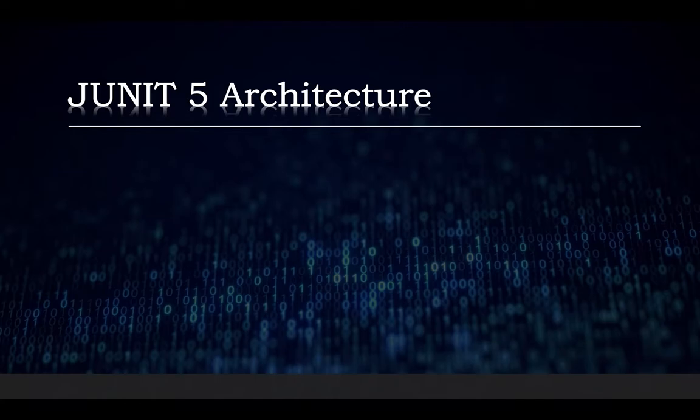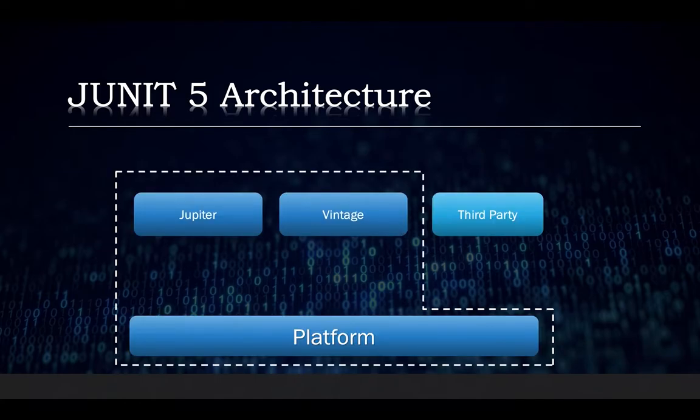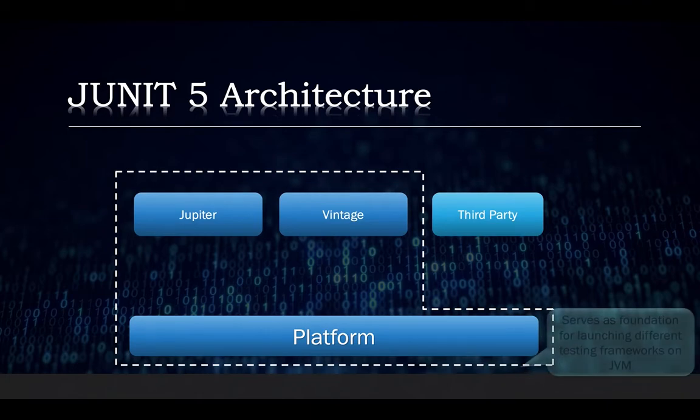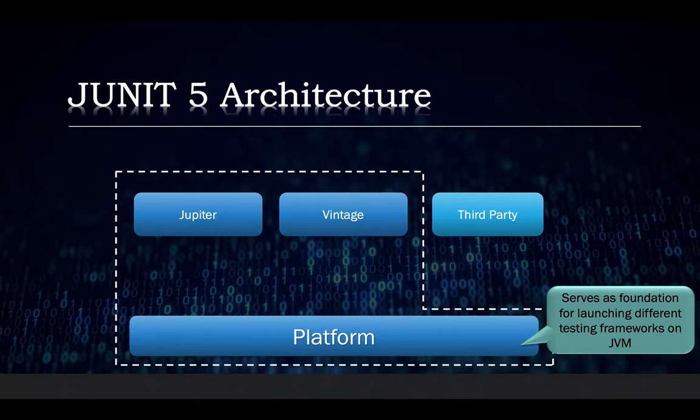Now let's see the architecture of JUnit 5. JUnit 5 is basically composed of three major modules, that is Platform, Jupiter, and Vintage. We will discuss each of them one by one. The platform serves as the foundation for launching different testing frameworks on the JVM. To be able to perform JUnit tests, for all the IDEs, plugins, and APIs, we have this platform module.